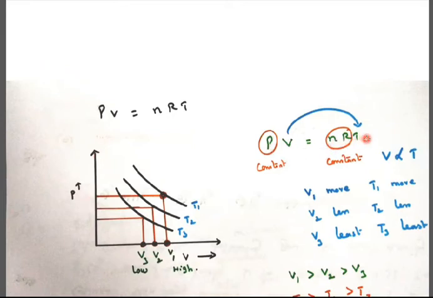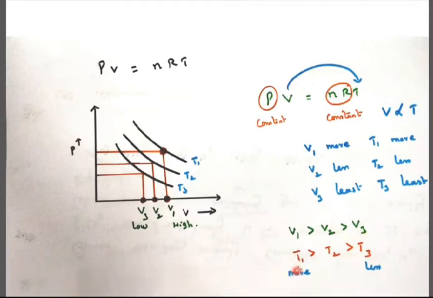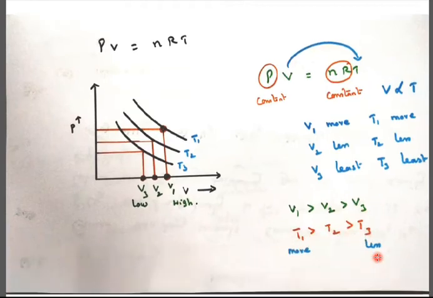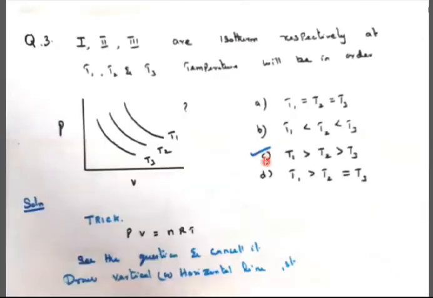PV equal to nRT. Here pressure is constant and nRT is constant, so volume is directly proportional to temperature. When V1 is more, T1 is also more. V2 is less, T2 is less. V3 is least and T3 is least. So V1 is greater than V2 is greater than V3, or T1 is greater than T2 is greater than T3. So our option is option C, T1 is greater than T2 is greater than T3.